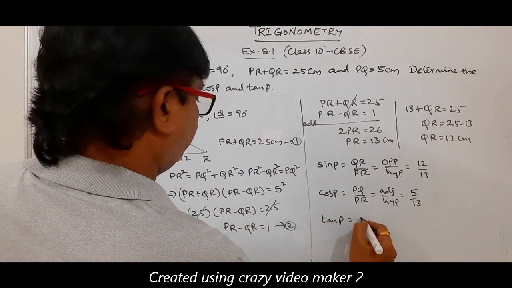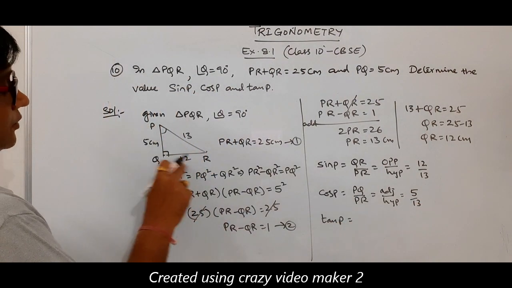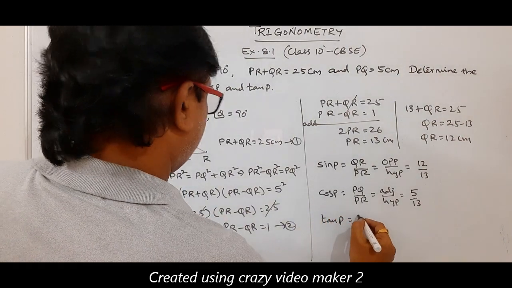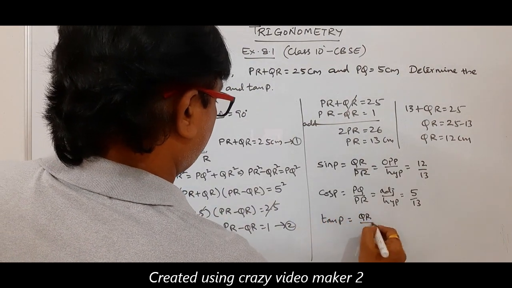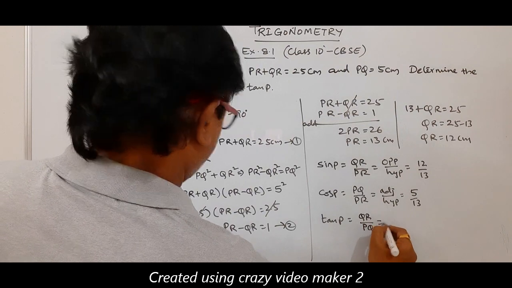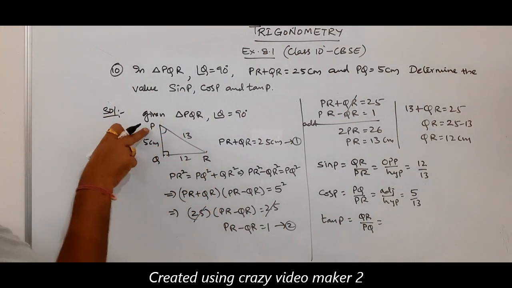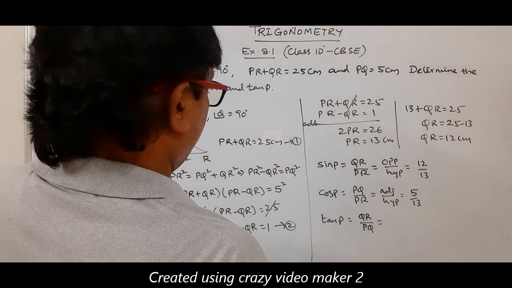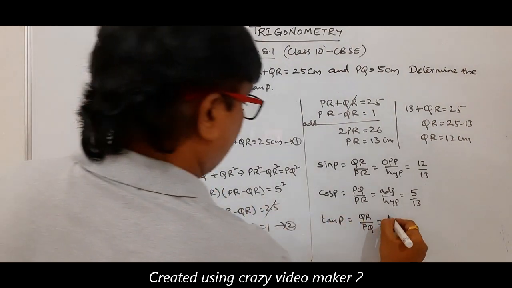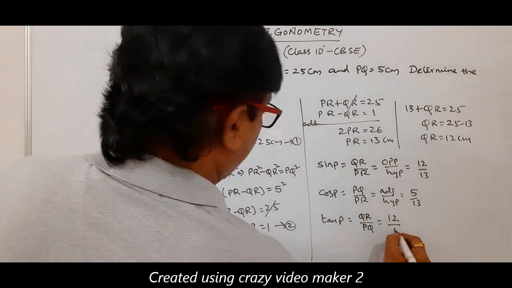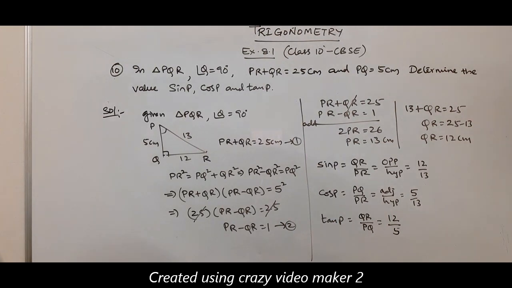Tan P. Tan P means opposite by adjacent. So QR by PQ. Opposite, adjacent. P's opposite is QR. So 12 by 5.